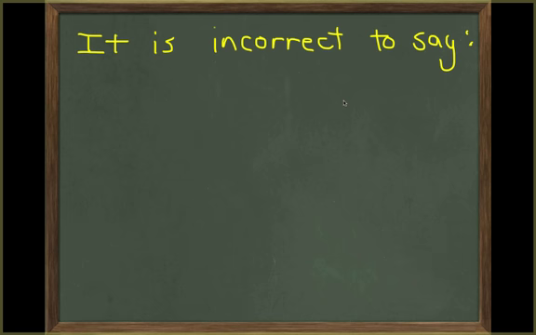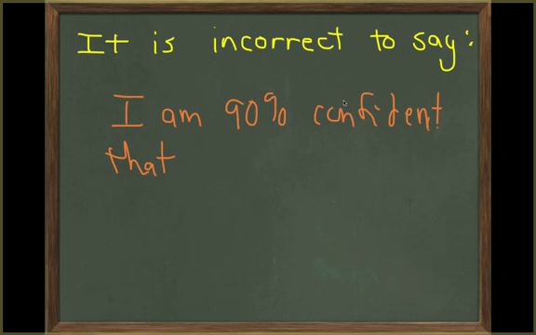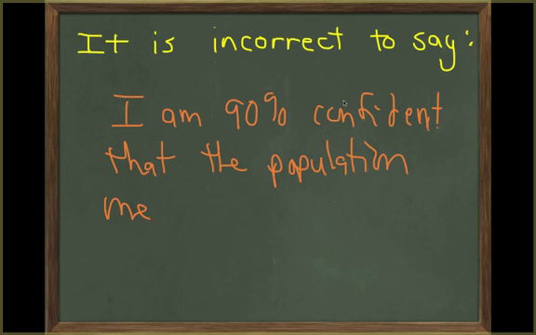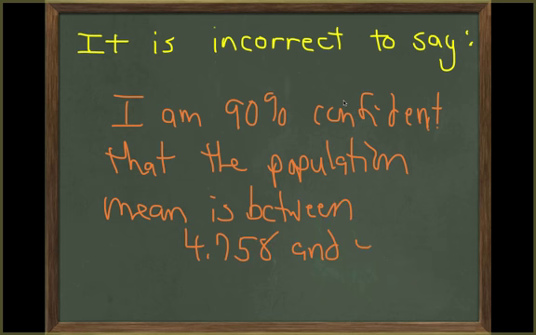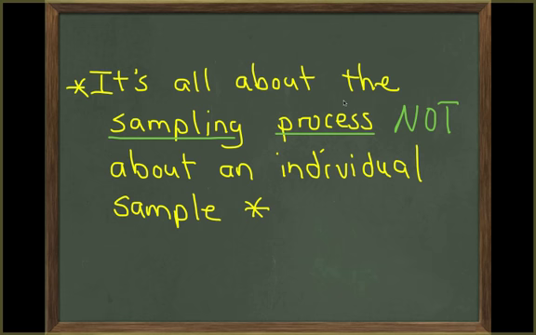It is incorrect to say, and this is where people get confused in how to interpret a confidence interval, it is incorrect to say that I am 90% confident that the population mean is between 4.758 and 4.807. It is all about the sampling process and not about an individual sample.